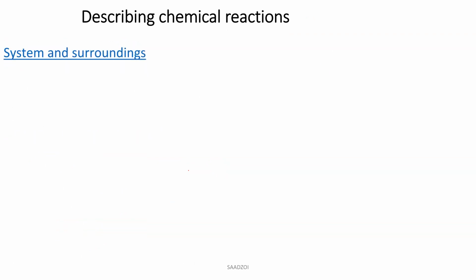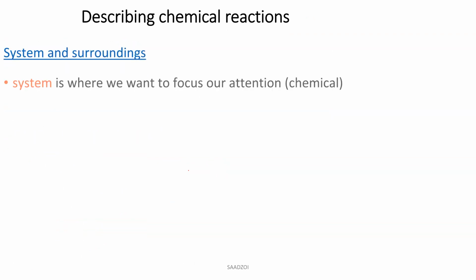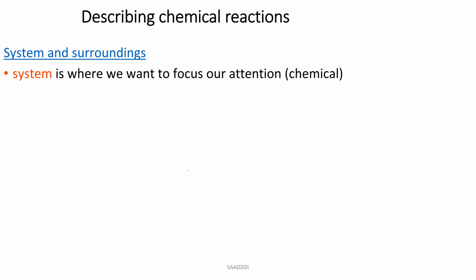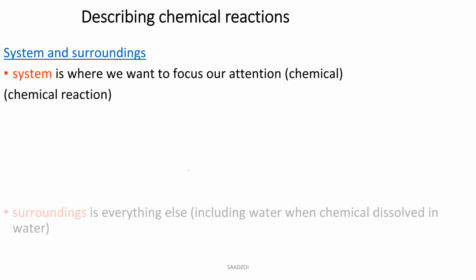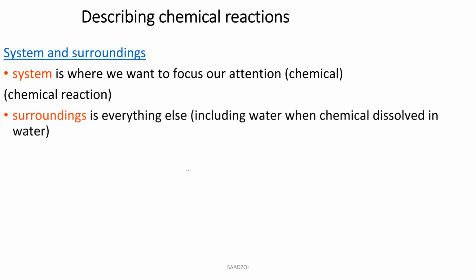All right, so now we're going to come back to describing chemical reactions. So we're going to identify system and surroundings. The system is where we want to focus our attention, which is usually the chemical. If you have water by itself, water is the system. If you have a metal by itself, the metal is the system. So it varies based on which of the three possible routes you're taking on the question. Typically, a chemical reaction. Surroundings is everything else, including the water when a chemical is dissolved in water.